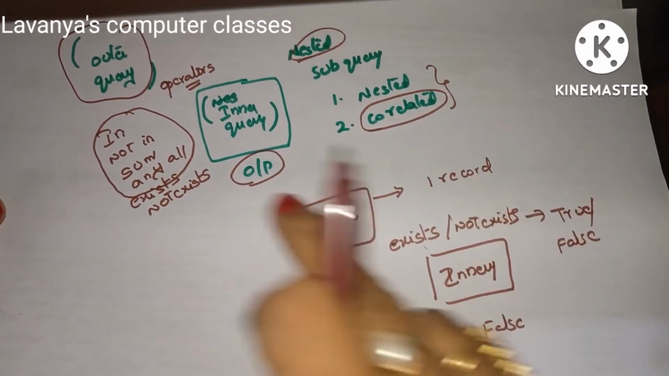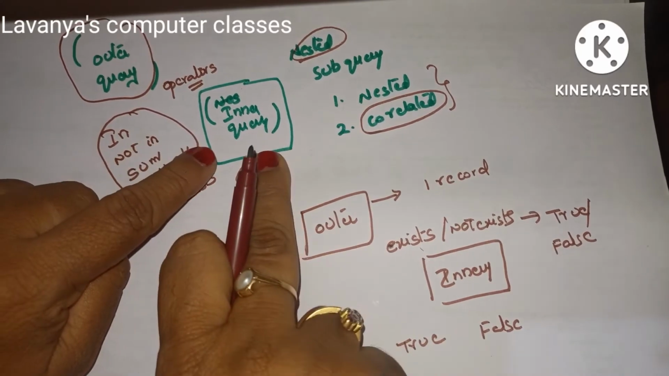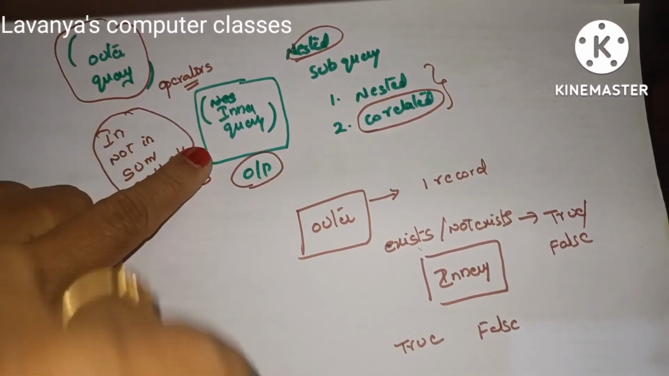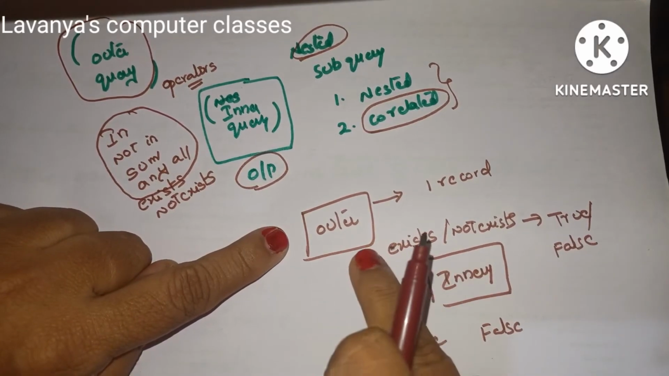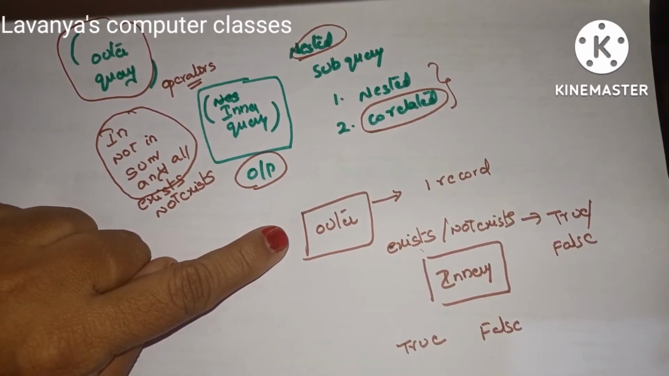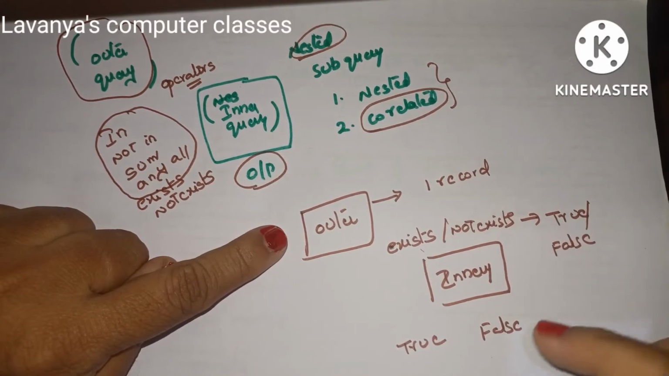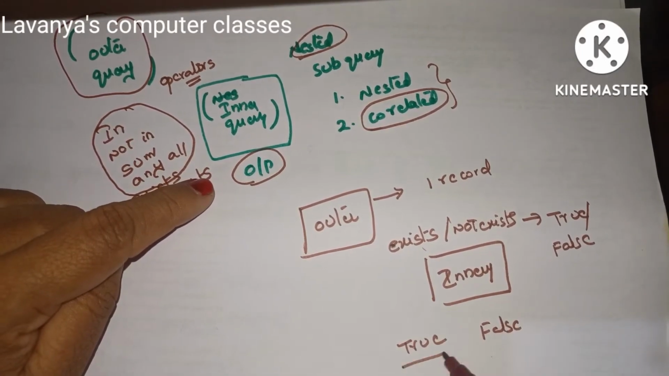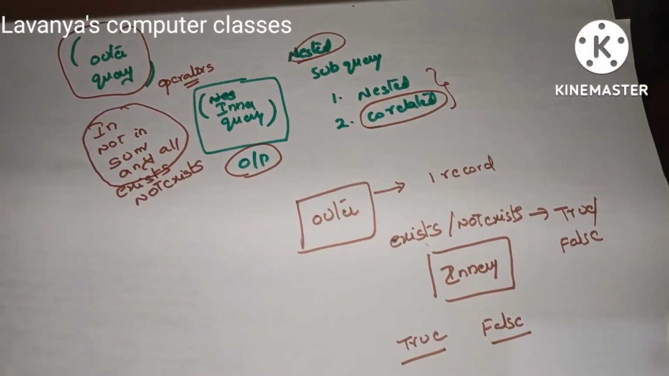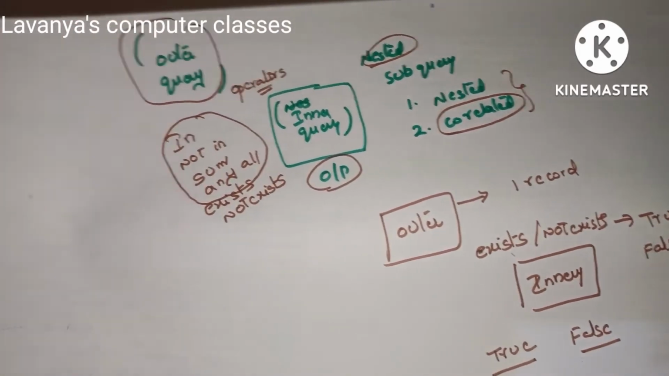See the difference. In a nested query, first the inner query is executed, then the outer query. But in the correlated query, the outer query is executed first. From the outer query, we retrieve any one record. That record is matched with the inner query. If it is matched with the inner query, then the answer is true. Otherwise, the answer is false. So this is the execution of subqueries.